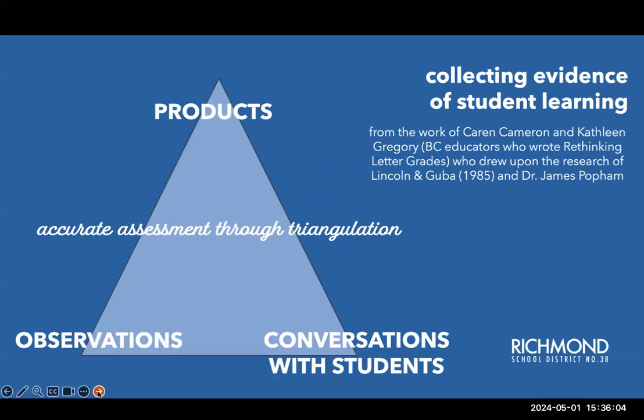When we're collecting evidence of student learning in British Columbia, we draw upon this assessment triangle that was popularized in British Columbia by Karen Cameron and Kathleen Gregory, who are BC educators who wrote the book Rethinking Letter Grades. And they drew upon the research of Lincoln and Guba from 1985 and Dr. James Popham, who looked at collecting multiple sources of data when we're assessing learning in order to get an accurate picture of what the student is able to do and what they know.